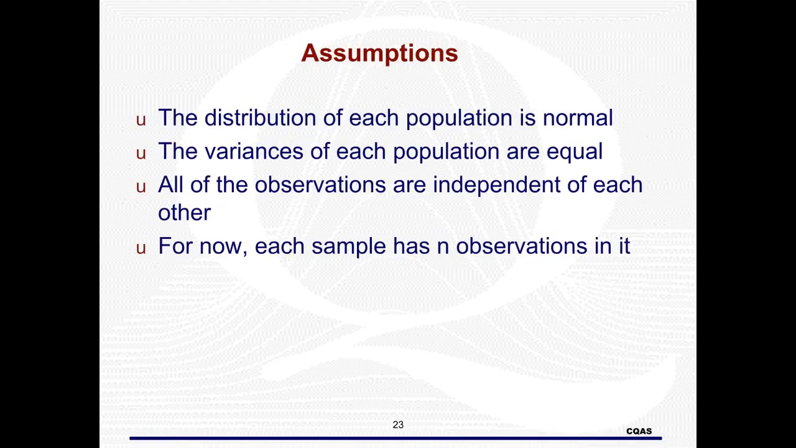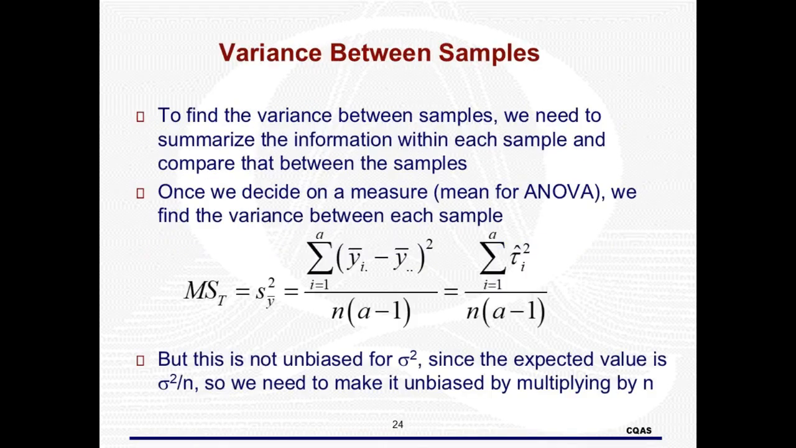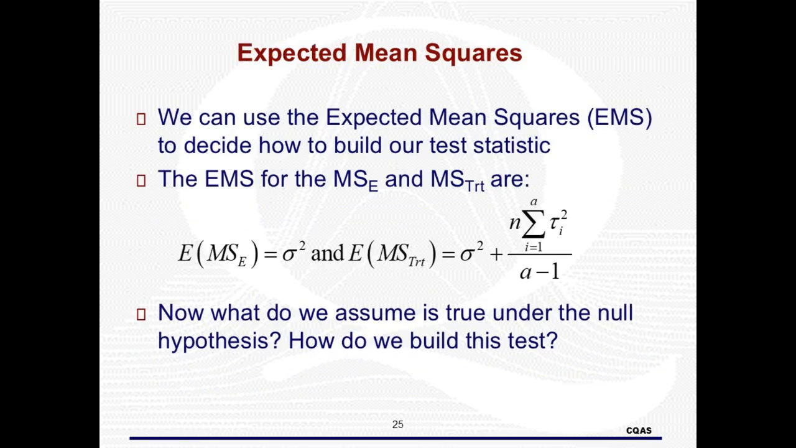These are based on the assumptions that we saw earlier on the errors. In order to create this test, we need to find the between variation, which in this case is a pooled estimate of the differences between the mean at level i and the overall average. In order for this test to work, the estimate needs to be unbiased for sigma square. To make sure that this test is valid, we will use the expected mean squares. The way this works is as follows.